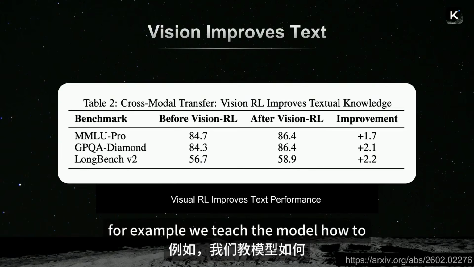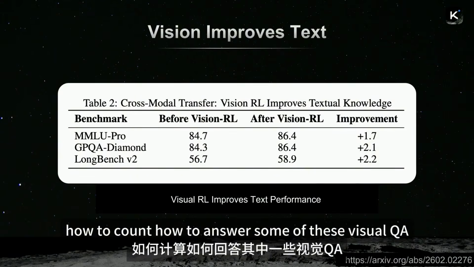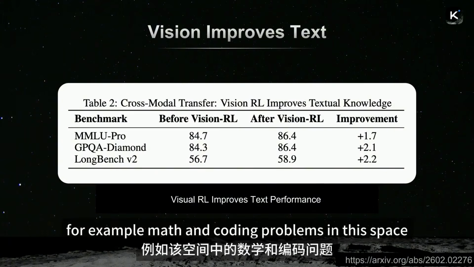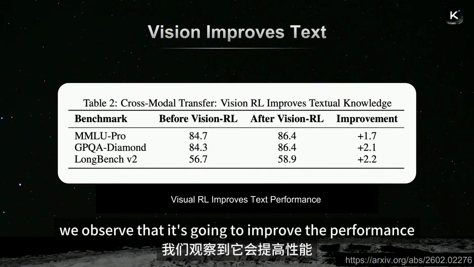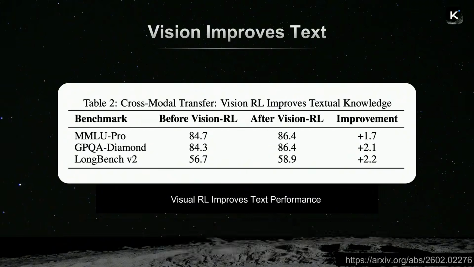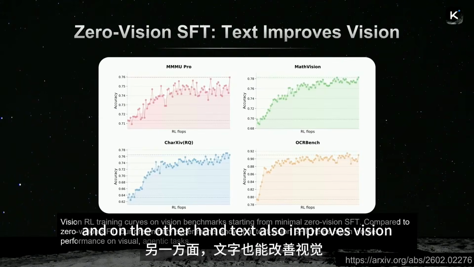For example, we teach the model how to count, how to answer some of these visual QA problems, without any math or coding problems in this space. But we observe that it improves the performance even for reasoning-heavy text tasks. And on the other hand, text also improves vision.